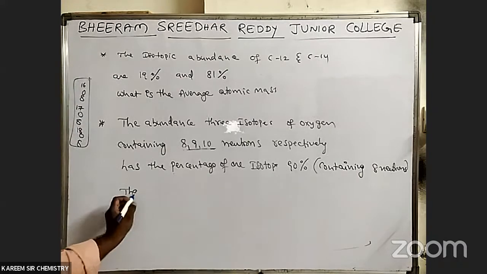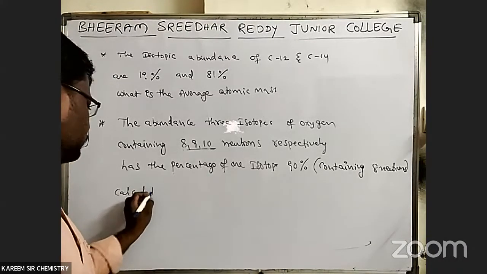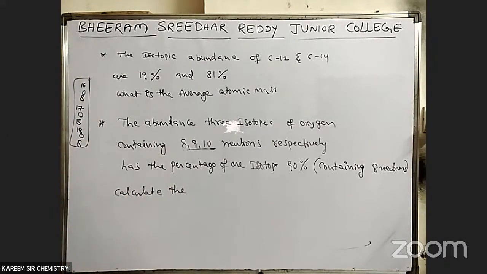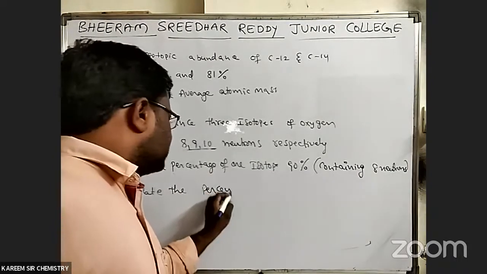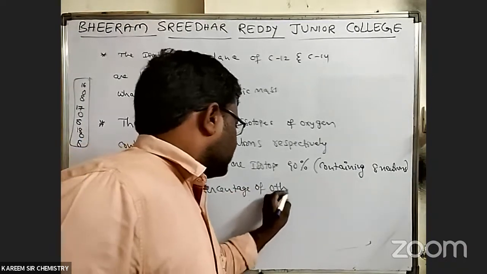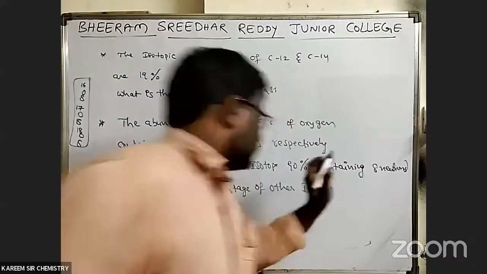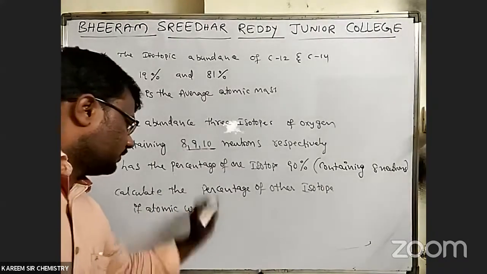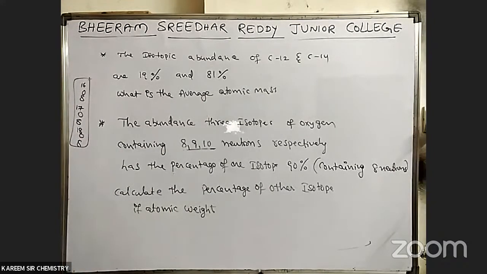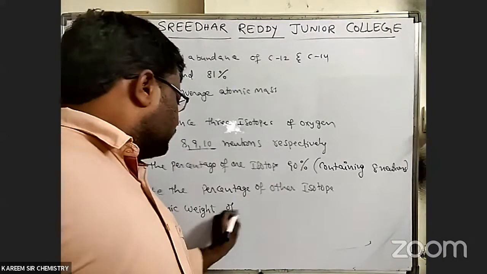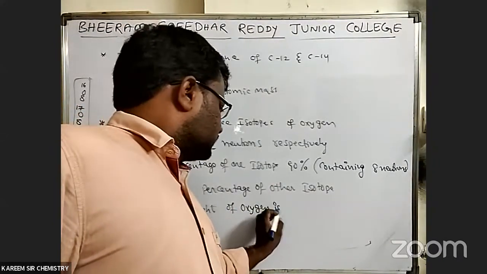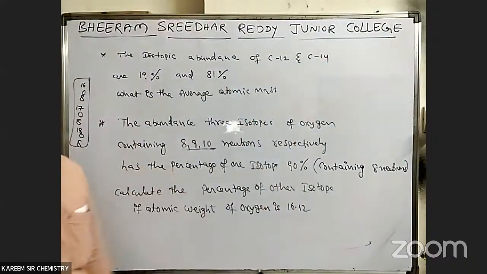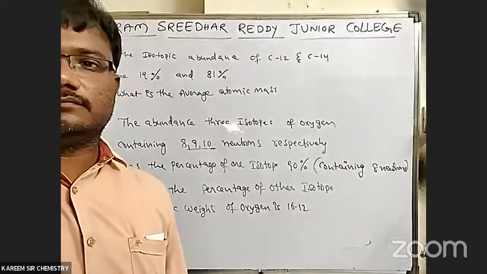Calculate the percentage of other isotopes if the atomic weight of oxygen is 16.1. What, Mahi?